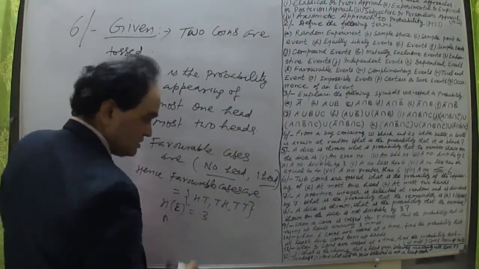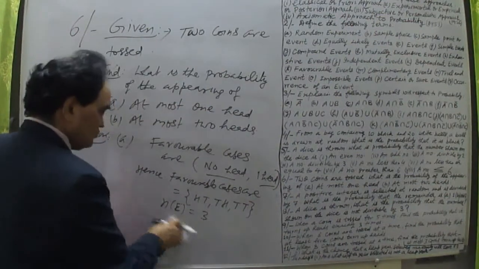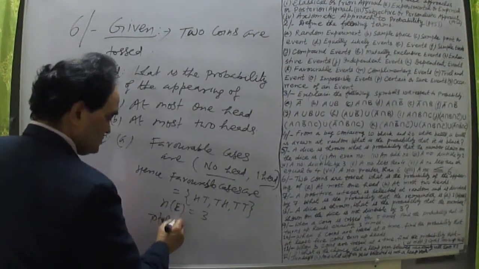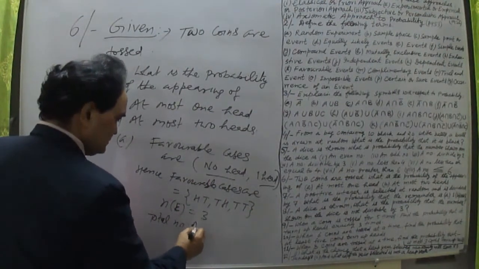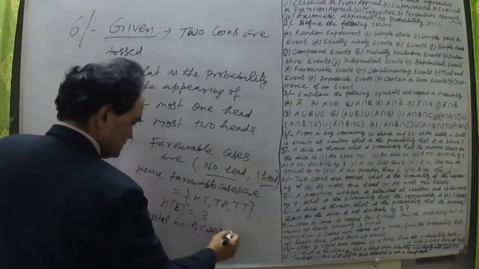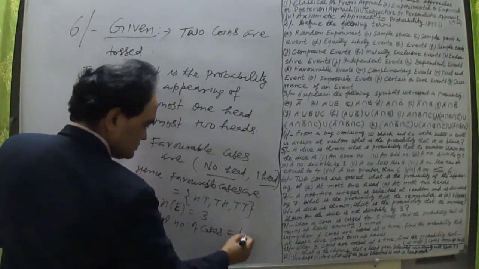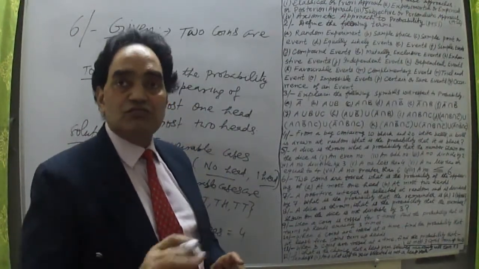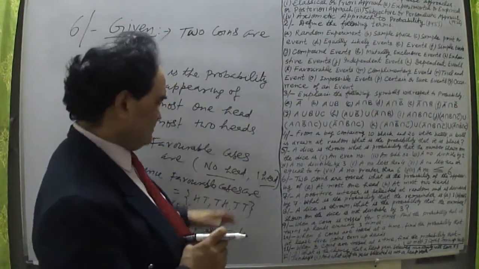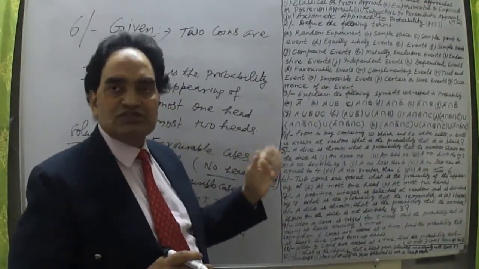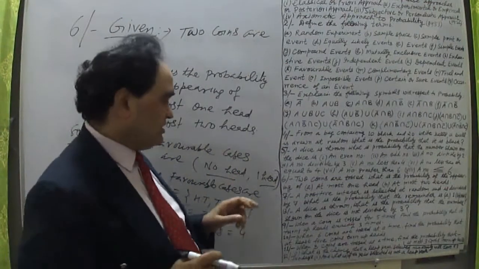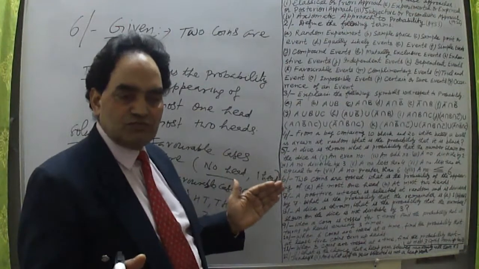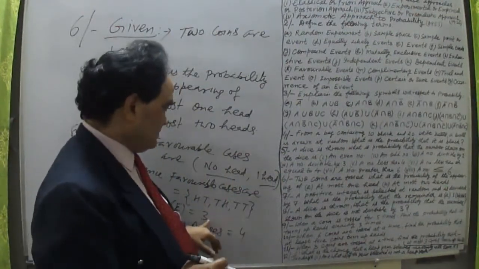And how many total cases are there? Total number of cases is equal to 4. Why 4? HH, HT, TH and TT are the 4 cases in the sample space. Sample space I just expressed: HH, HT, TH and TT. These are 4 possibilities. Total outcomes are 4. Total number of cases is 4. Favorable cases in this case are 3.